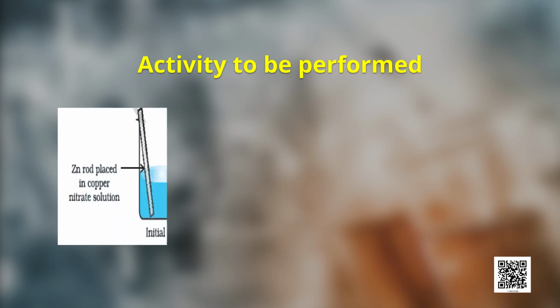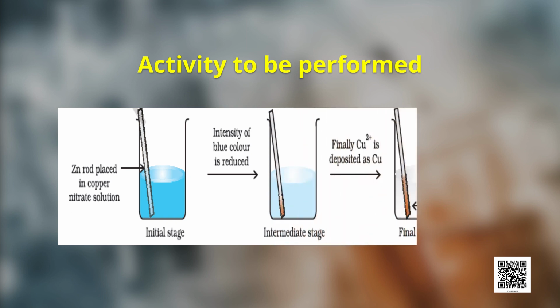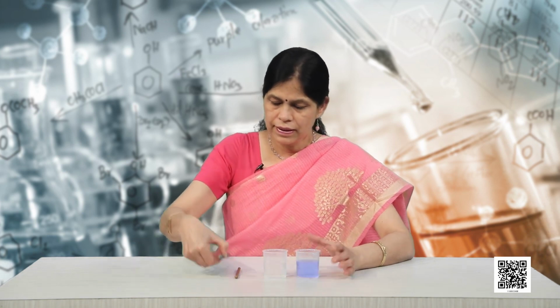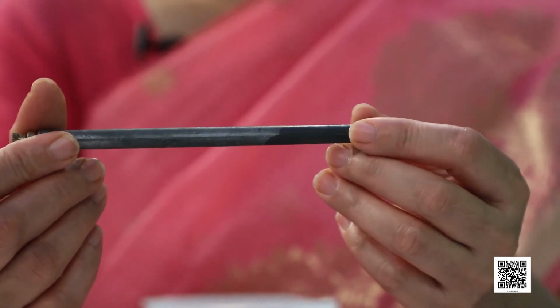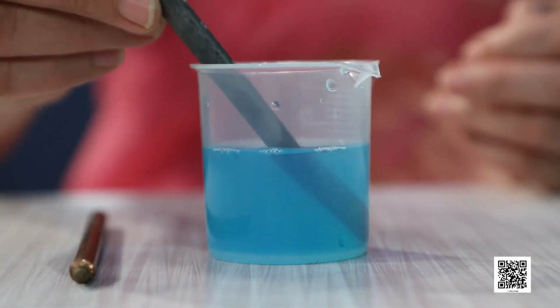Let us perform an activity. Place a strip of metallic zinc in an aqueous solution of copper nitrate for about 1 hour. You may notice that the strip becomes coated with reddish metallic copper and the blue color of the solution disappears. This is a beaker containing copper nitrate solution. This is a zinc rod. I am going to dip this zinc rod into the copper nitrate solution. Dear learners, see what happens.